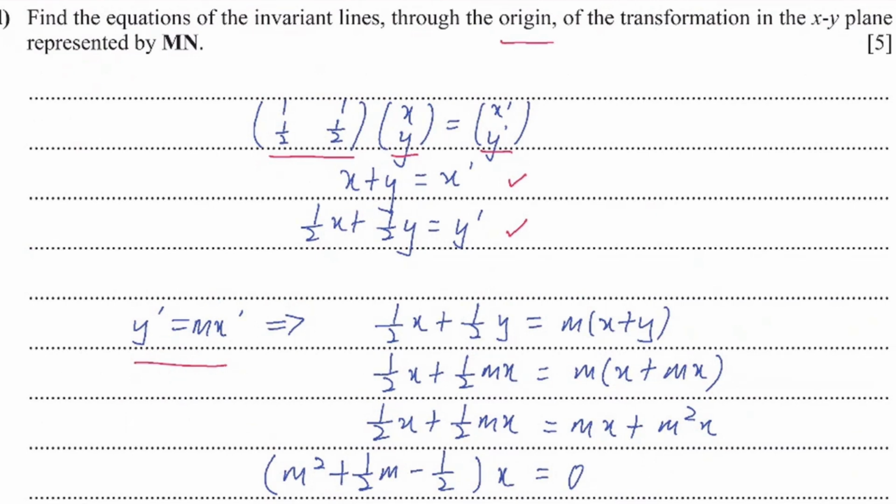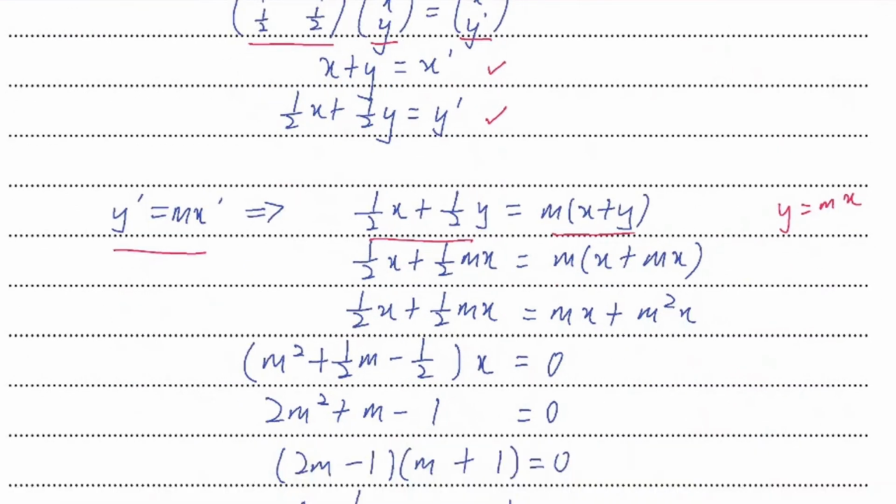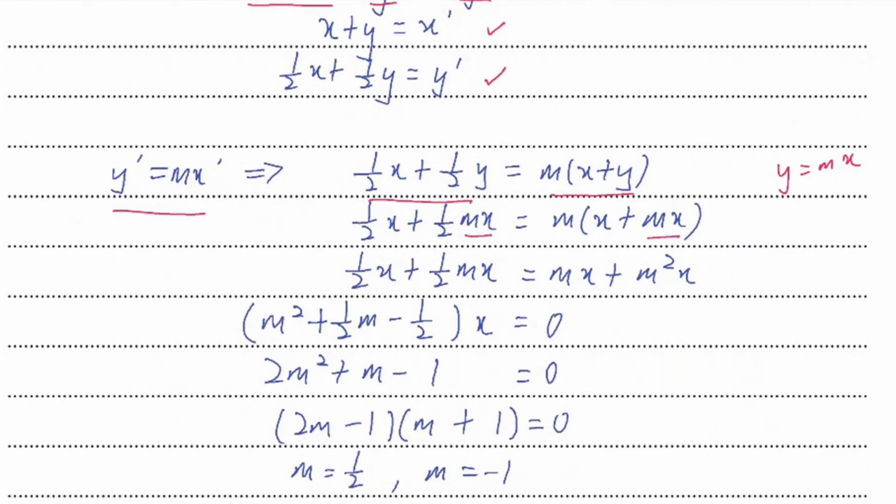So we are using just y prime is equals to mx prime, so that we relate them together. So y prime is equals to mx prime, and at the same time, our y is also equals to mx there. So we can sub in y is equals to mx there. And then later on, it is just to tidy up.